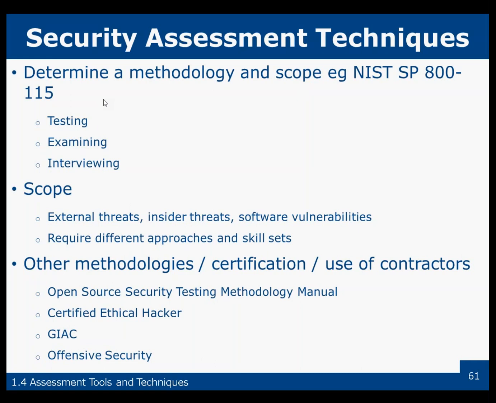The scope that you may use: external threats, insider threats, and software vulnerabilities. We need to test each of those areas. The insider threats, again, are going to be probably more dangerous than the external threats. The external threats are there, but we can frequently, as long as somebody doesn't put in rogue access points and things like that, generally control them through the filtering of things that come into the network.